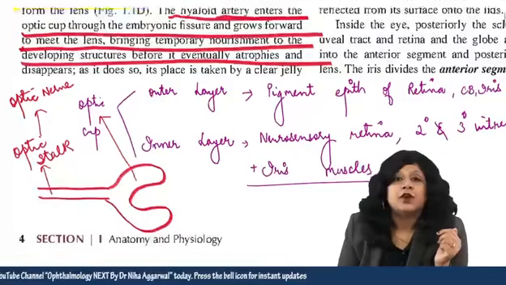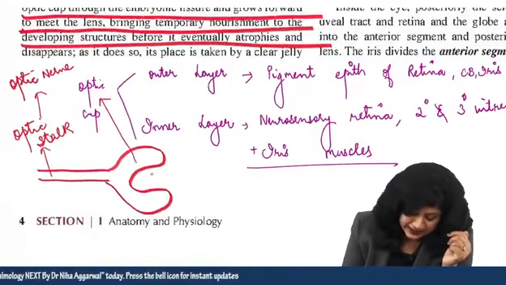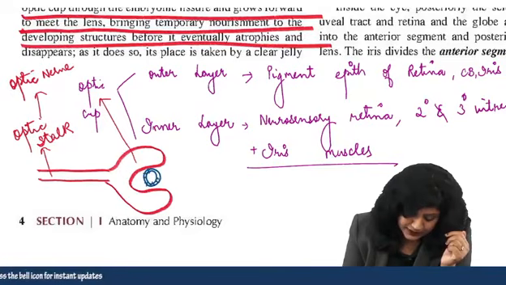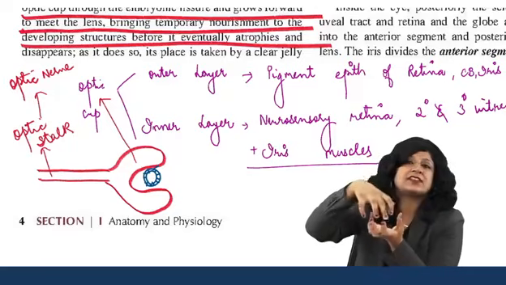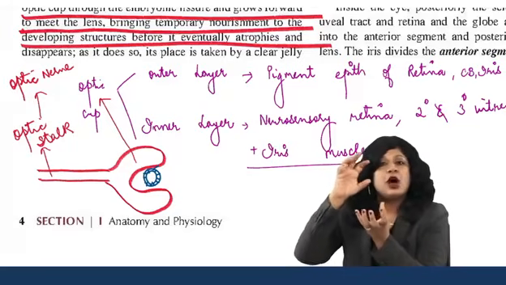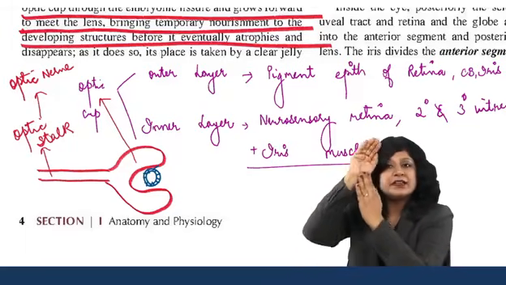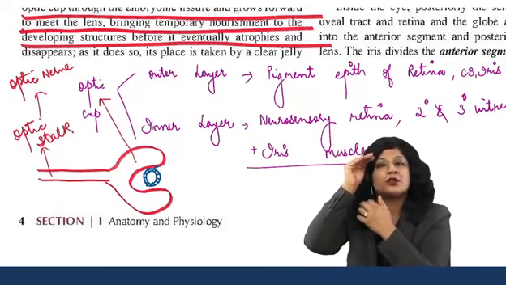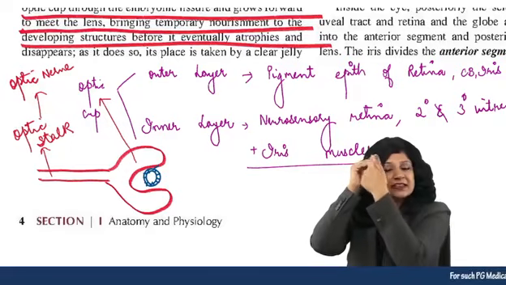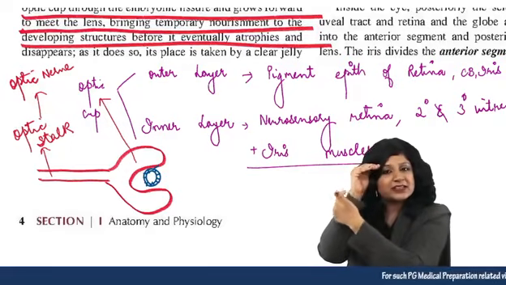Now what was happening? This lens vesicle was separated from the surface ectoderm. So this optic cup starts invaginating around this lens vesicle. So in doing so, how is it growing? It is growing superiorly and laterally. Again, I told you this in the development of the eye also. So it is growing something like this, superiorly and laterally.